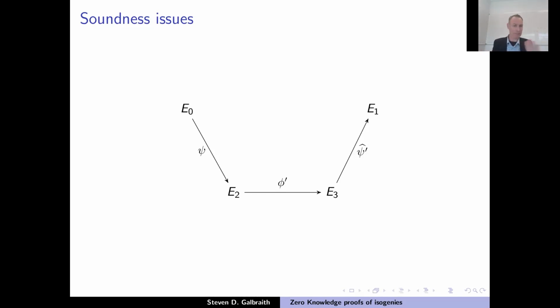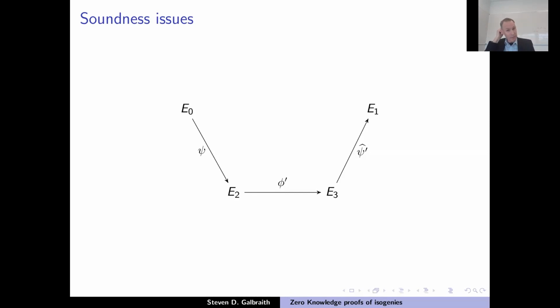I'm not talking about zero knowledge now, I'm talking about soundness. So here's what the malicious prover does. In every iteration of the protocol, it uses the same commitment, E2, E3. And if the challenge is 0, it answers with psi and psi prime. And the verifier checks, yes, these are isogenies from E0 to E2 and E1 to E3. And if the challenge is 1, it answers with phi prime, and the verifier accepts that as a correct response to the challenge 1. But there is no isogeny of degree 2 to the n from E0 to E1 because these two sides aren't parallel.